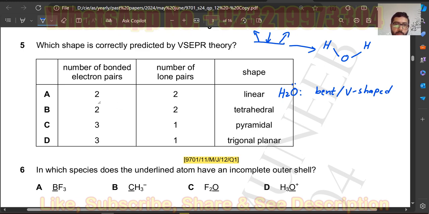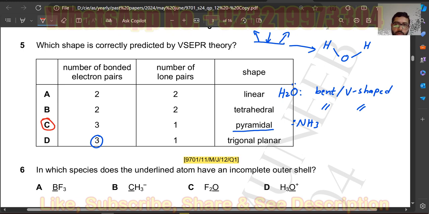Then we have again the same combination, two lone pairs and two bonded pairs. This is not tetrahedral. Again, the actual shape should be bent or V-shaped. And at the last, three bonded pairs and one lone pair, trigonal planar? No, that's not possible. With three bonded pairs and one lone pair we have the example of ammonia, in which the nitrogen has one lone pair and three bonded pairs, and its shape is trigonal pyramidal. It's not trigonal planar, it's trigonal pyramidal. And that's why the correct answer becomes C.